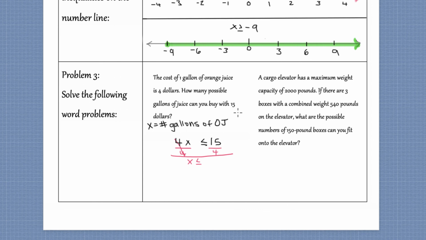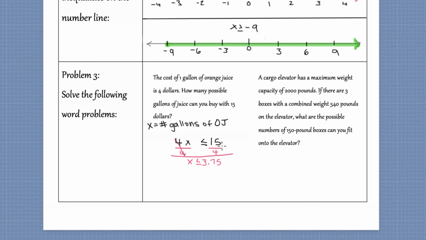So to do this, instead of 15 over 4, we're going to convert it to its decimal form, and we're going to say that 15 over 4 is 3.75. So x is less than or equal to 3.75. And so what we're going to do, we can't buy 4 gallons of orange juice because then that would go over our dollar amount, our $15 that we have.